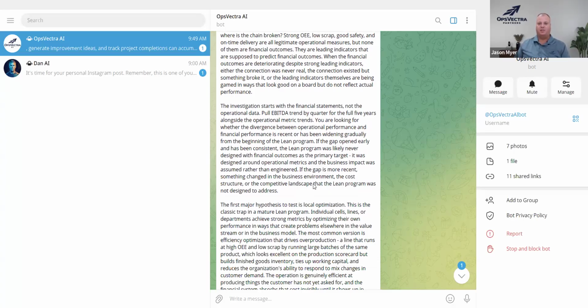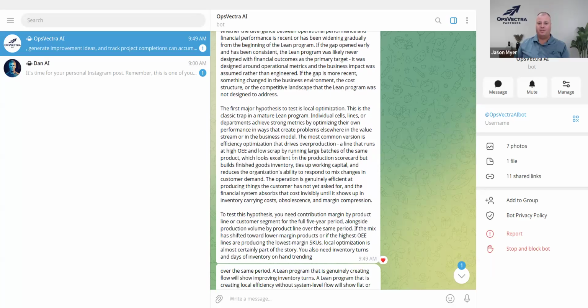The investigation starts with the financial statements, not the operational data. Pull EBITDA trend by quarter for the full 5 years. So it's saying go back to the data you have and see where kind of that gap happened. If the gap opened early and has been consistent, the lean program was likely never designed with financial outcomes as the primary target. It was designed around operational metrics. Good point.